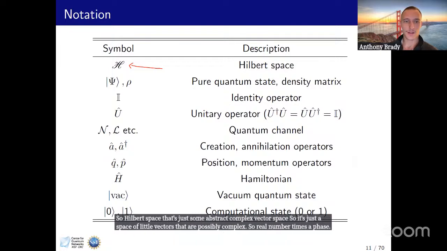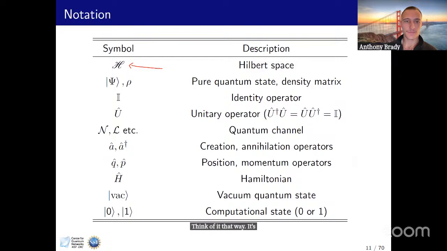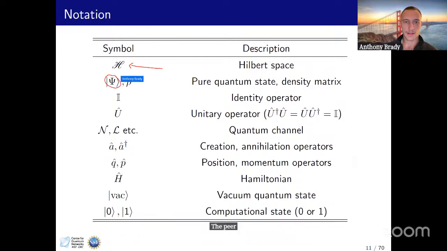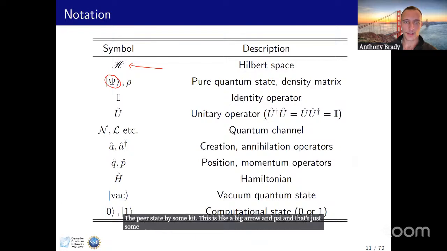Think of it that way. It's some large dimensional space, and we'll describe the state of a quantum system, the pure state, by some ket. This is like a big arrow, psi, and that's just some ray in this Hilbert space. Okay. Just some other things.